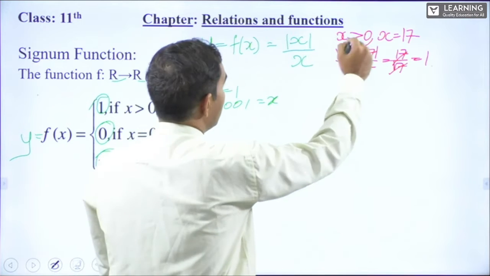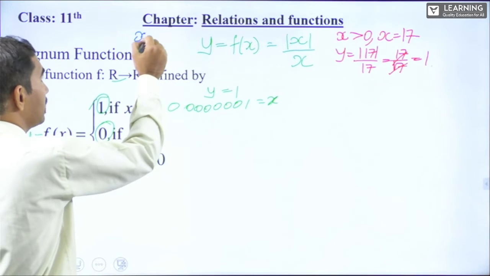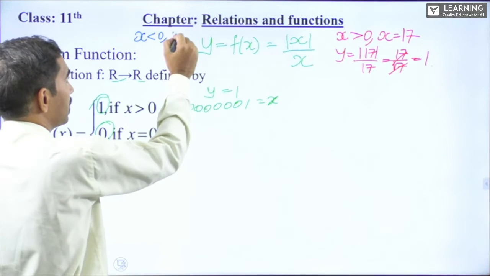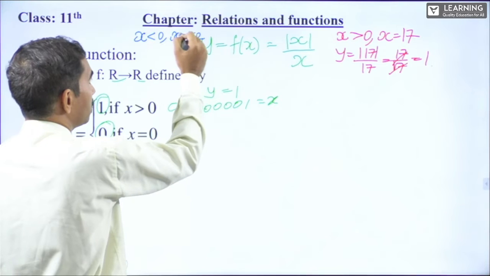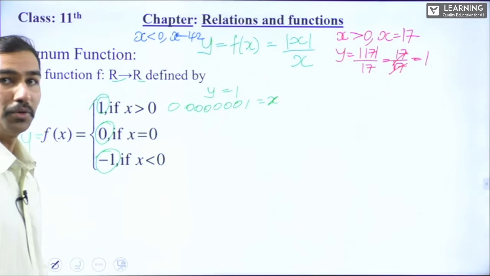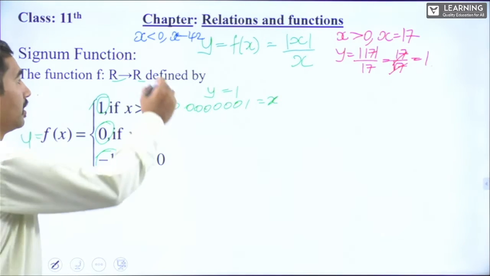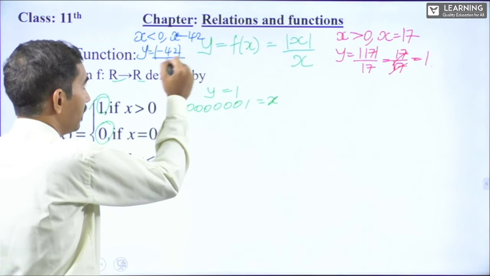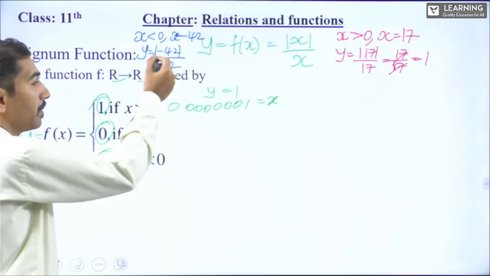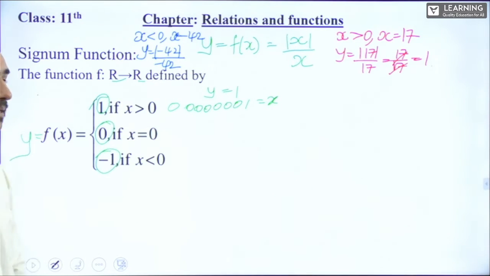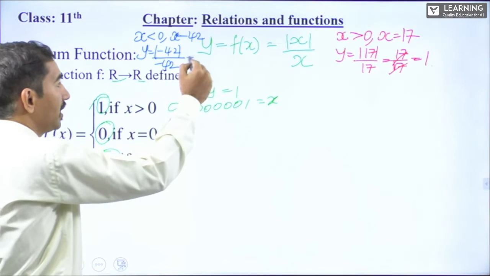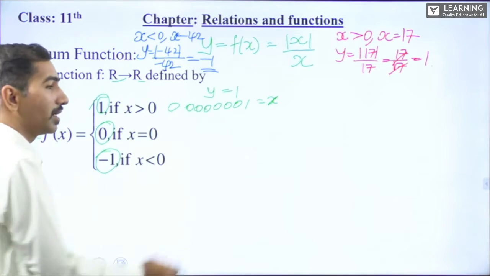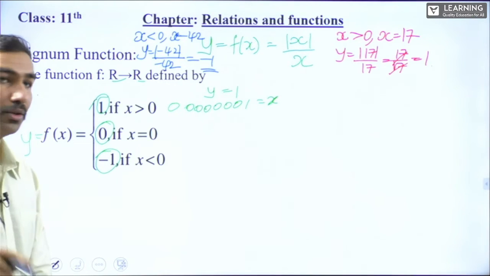The next case, let us take x is lesser than 0 this time. Let us assume x is equal to minus 42. What is y then, students? So y will be equal to minus 42 under the mod divided by minus 42. So that will become plus 42 in the numerator, right? But the denominator is having the minus sign, so y will be equal to minus 1.